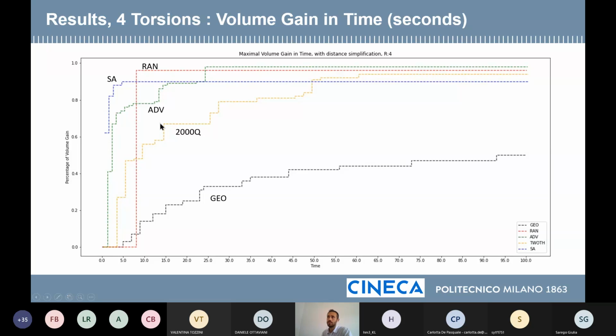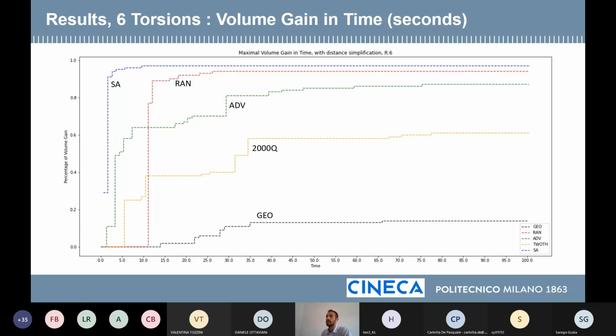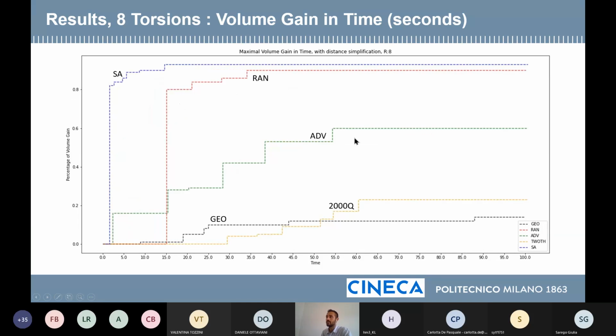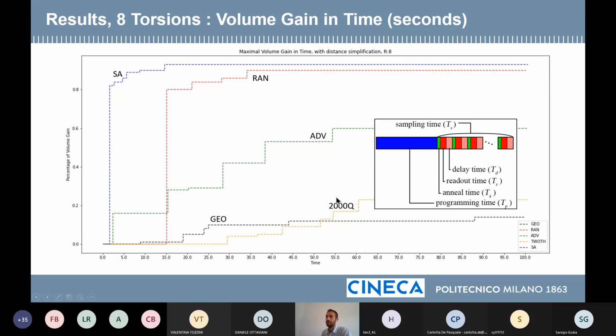Then the problem starts to change when you go to higher dimensional problems, which involve a larger number of torsions. As you can see, already with 6 torsions, the Advantage and 2000Q start to be much less powerful than simulated annealing and random search. And when we go to 8 torsions, we have definitely lost the initial improvement that we had with the D-Wave devices.